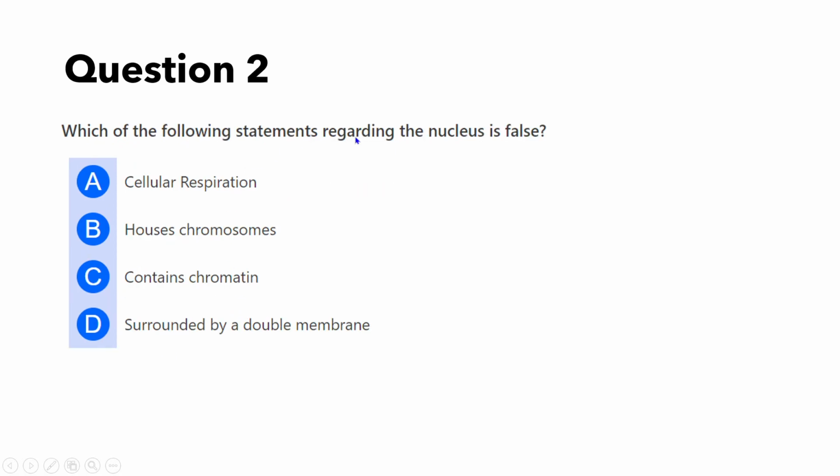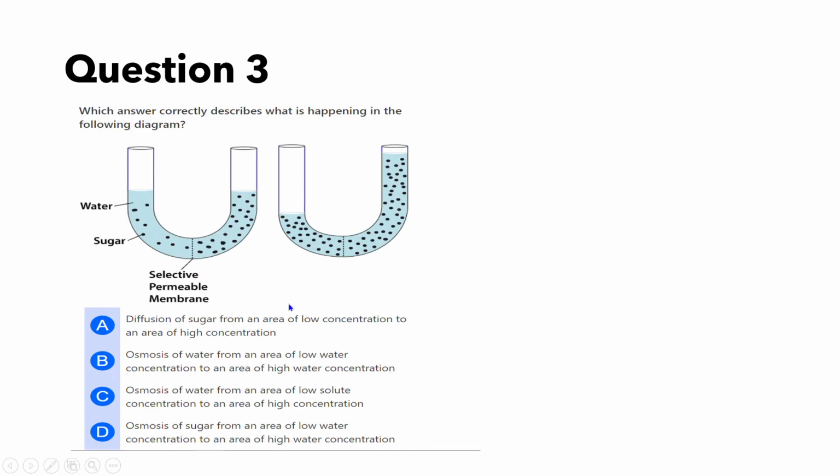Question 2: which of the following statements regarding the nucleus is false? So we have to find which of these about the nucleus is false. Cellular respiration. Cellular respiration is something that the mitochondria does, and it's not something that the nucleus does, so we can choose that. That is the correct answer. Houses chromosomes, contains chromatin, and surrounded by a double membrane are all characteristics of the nucleus.